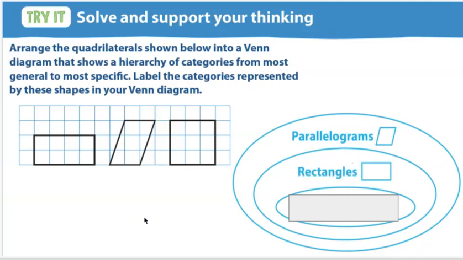A rectangle. Why? Because a rectangle has all of the attributes of a parallelogram, but it also has right angles. That's what makes it a little bit more specific. That means that this shape here has to be the most specific because a square has all of the attributes to be called a rectangle, as well as all of the attributes to be called a parallelogram. So that's why it's inside the rectangle, which is inside the parallelogram.